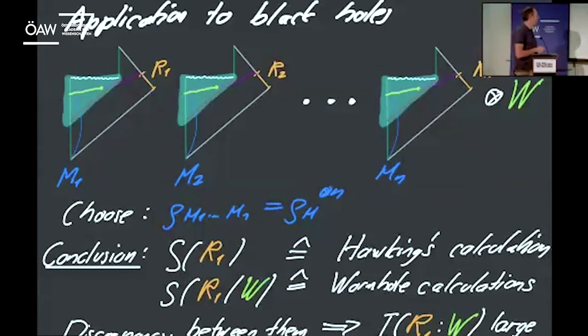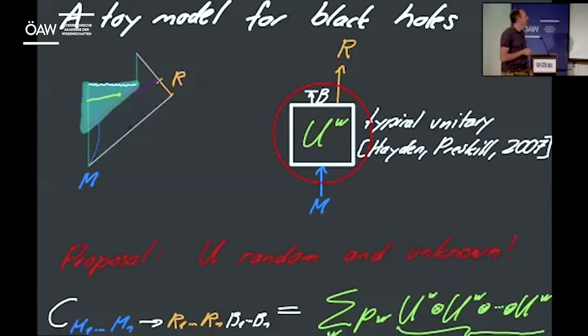The two are maximally divergent, as I said. S(R1) is very big, as I've shown you on the first slide, and S(R1 given W) at the end is 0. So there's a huge difference between these two calculations, and this suggests that this W carries a lot of information about R1. And this fact that W gives you a lot of information is very well reflected by a toy model that has been proposed by Hayden and Preskill. They didn't talk about the W, but what I told you can be very nicely fitted into this toy model.